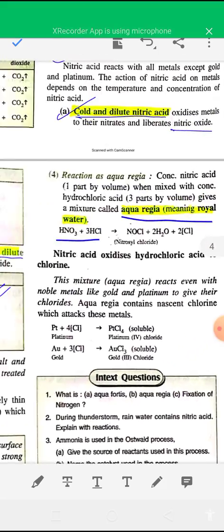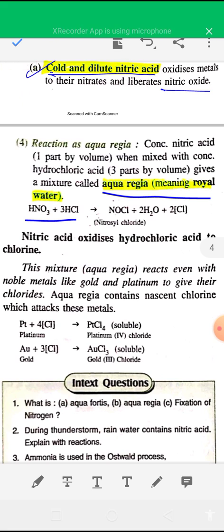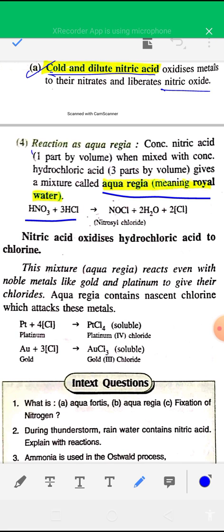Now see, one term is given, aqua regia. What is aqua regia? Aqua regia is a mixture of concentrated nitric acid and hydrochloric acid. 3 parts of hydrochloric acid mixed with 1 part of nitric acid, 1 volume nitric acid and 3 volumes hydrochloric acid, and this mixture is known as aqua regia or royal water.